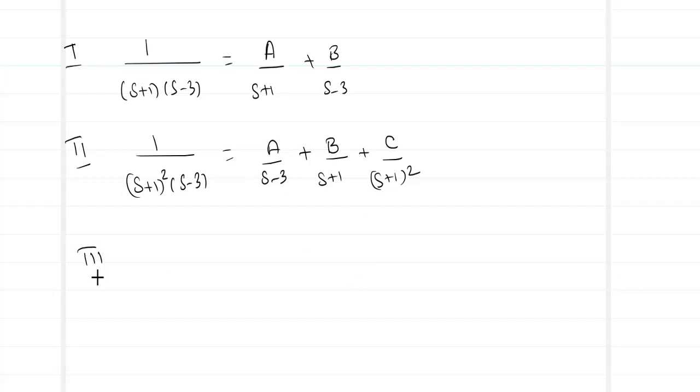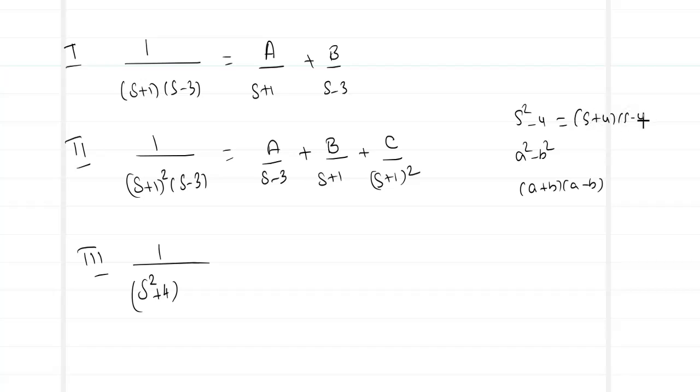Type 3. When we have a denominator which is non-factorizable, say suppose it's of the format s square plus 4, I cannot split this in any way. If it is s square minus 4, then I know a square minus b square can be split as a plus b into a minus b. So I can write this s square minus 4 as s plus 2 into s minus 2.